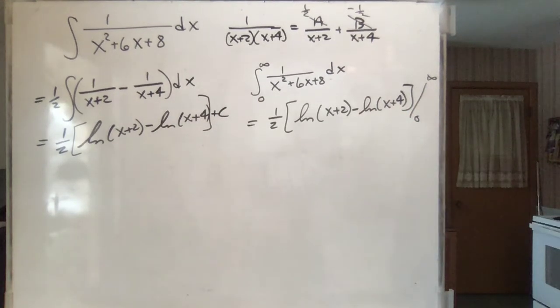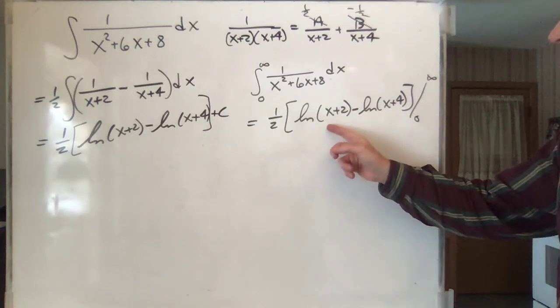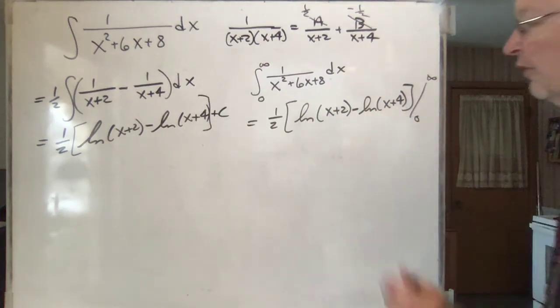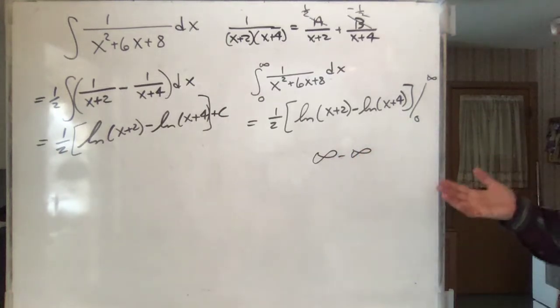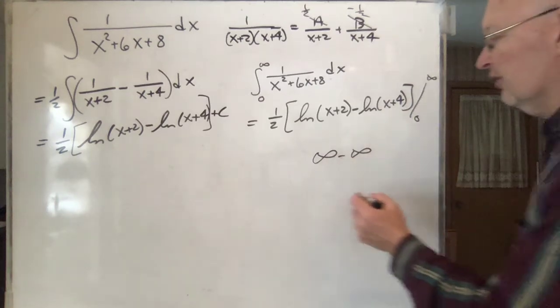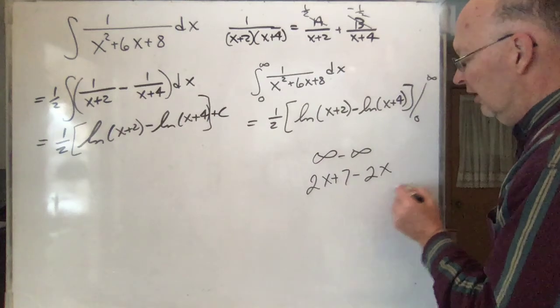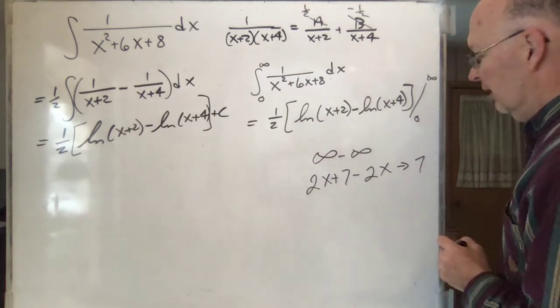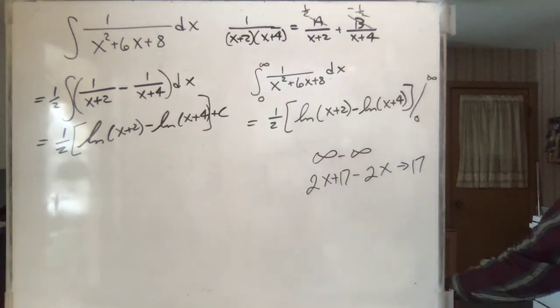Dang, how do you handle this thing? As x goes to infinity, this thing is going to go to infinity, this thing's going to go to infinity, so you have something of the form infinity minus infinity. That's one of those indeterminate forms, okay? It could be any answer. You could have 2x plus 7 minus 2x. That's going to go to 7. If you had a 17 here, it's going to go to 17. It can go to anything you want.